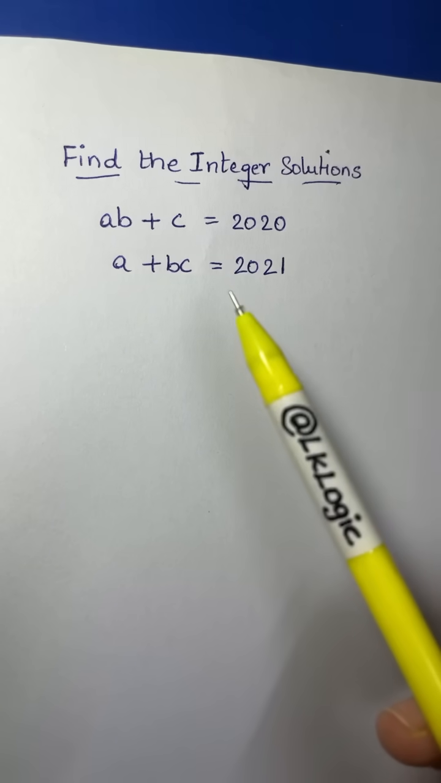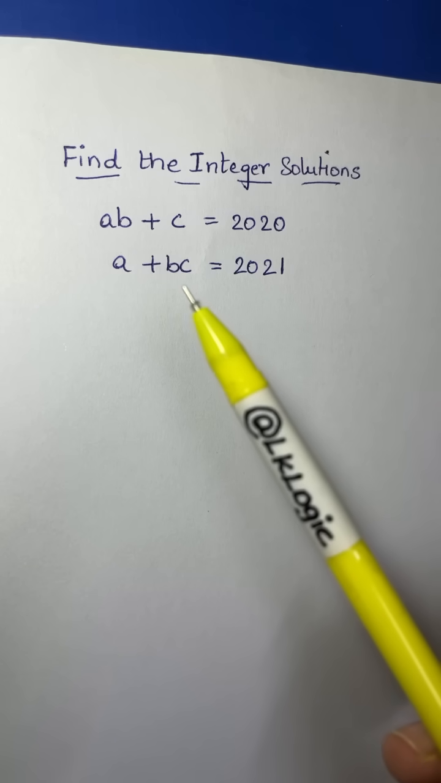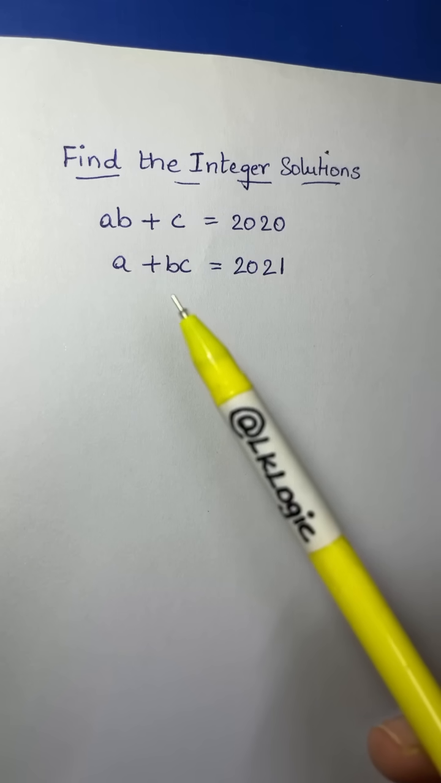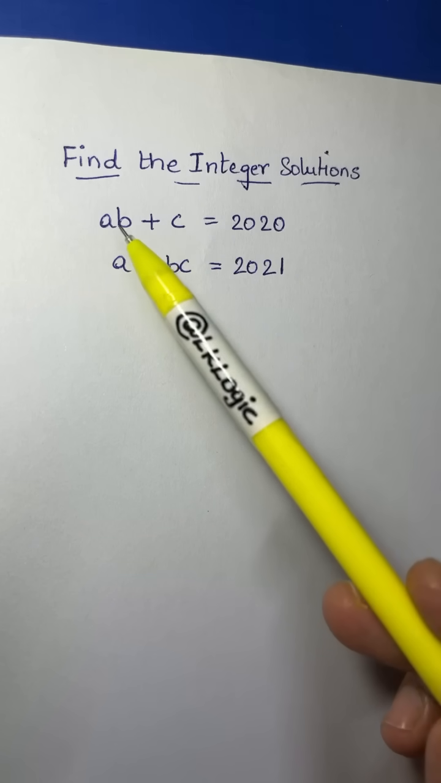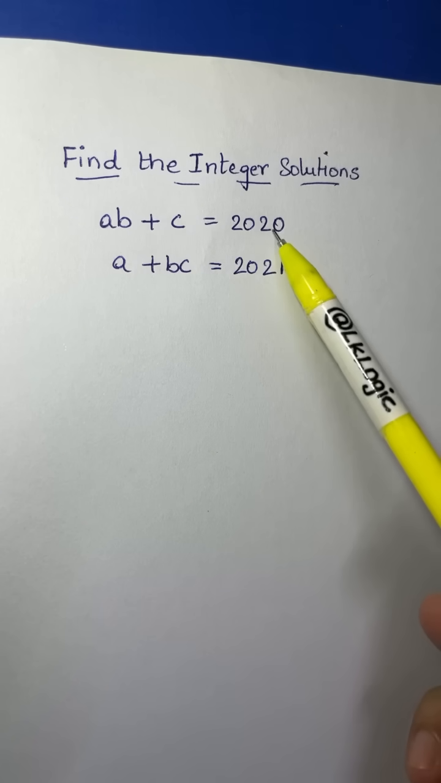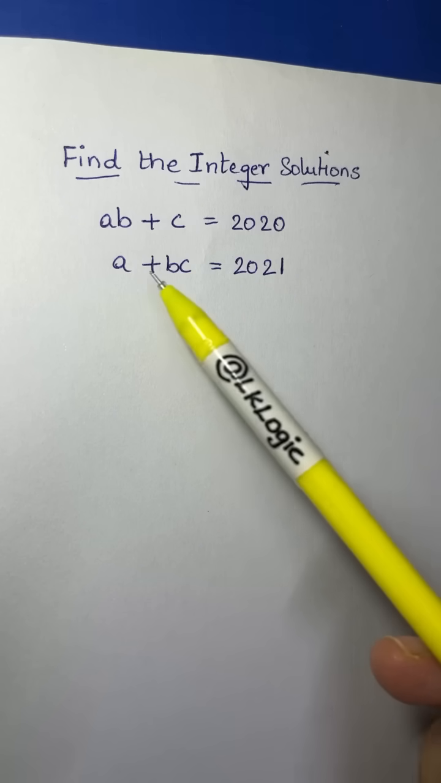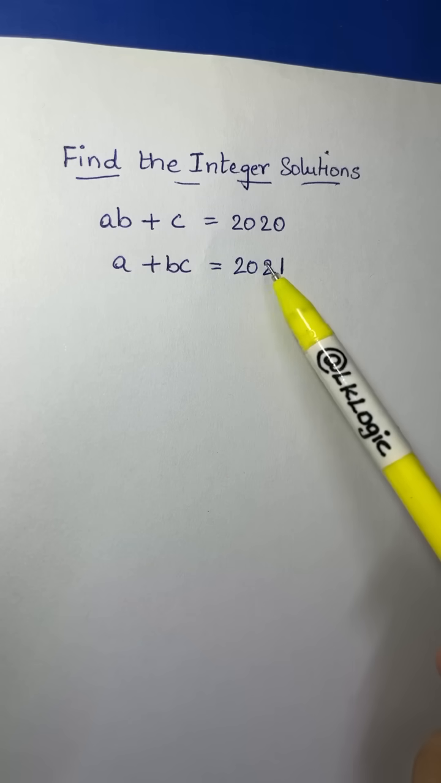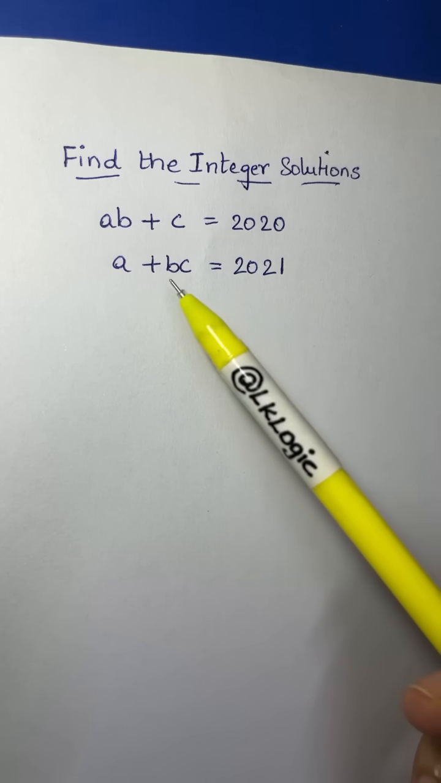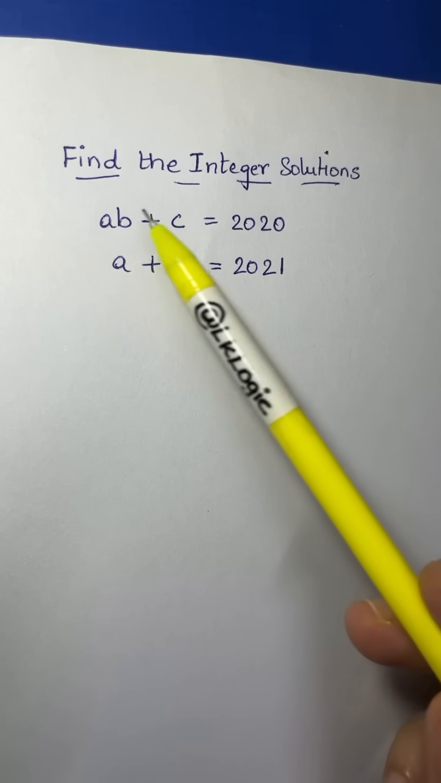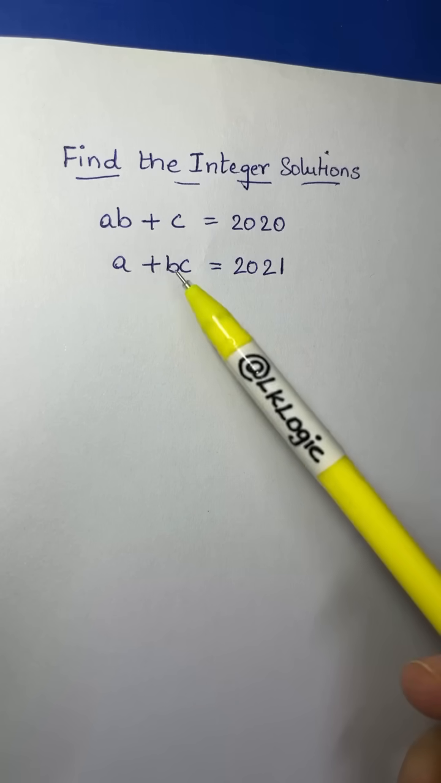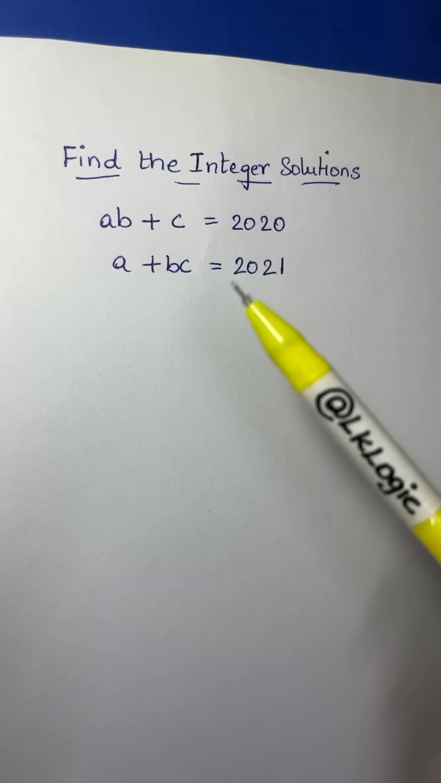Hi everyone, in this live session we are going to solve another Olympiad question which says: find the integer solutions of AB plus C equals 2020 and A plus BC equals 2021. So there are two equations given to us with three variables A, B and C. How would you solve this?